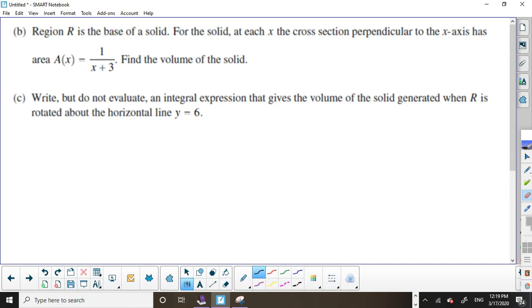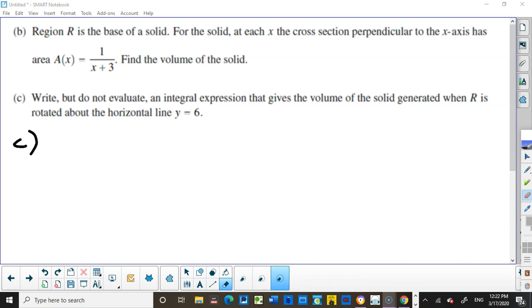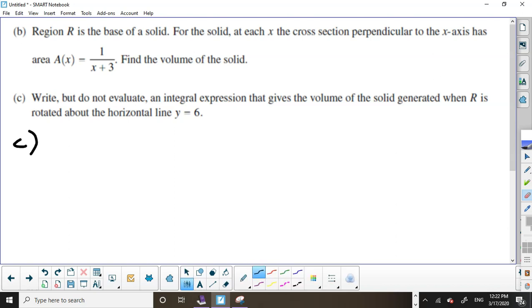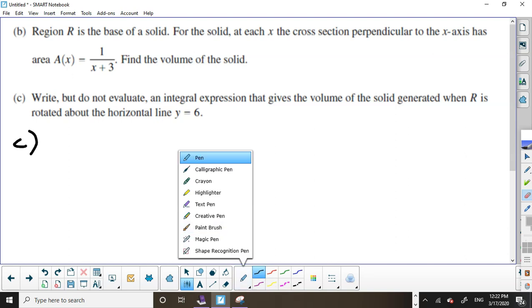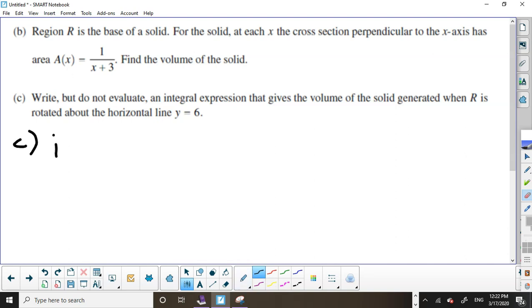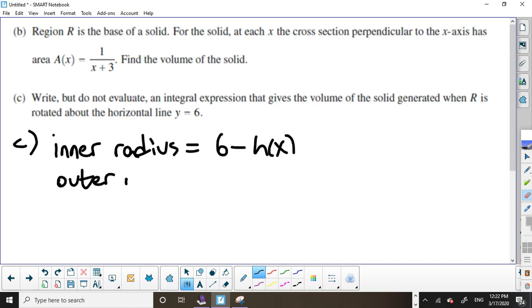Alright, part C. In order to tackle this problem, we need to figure out the inner radius and outer radius. If you visualize the situation, the inner radius is going to be equal to 6 minus h of x. The outer radius is going to be equal to 6 minus g of x.